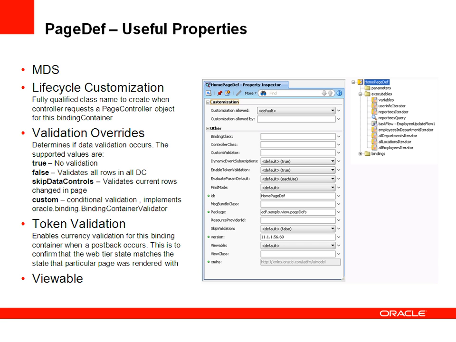Now you can suppress this, for instance, by setting skip validation to true, in which case no validation will happen on the ADF binding layer at all. This might be an unwanted functionality and you want to have something more fine-grained. So you have two additional options. Skip data controls. The skip data control option will only validate the current row that you have changed in the page.